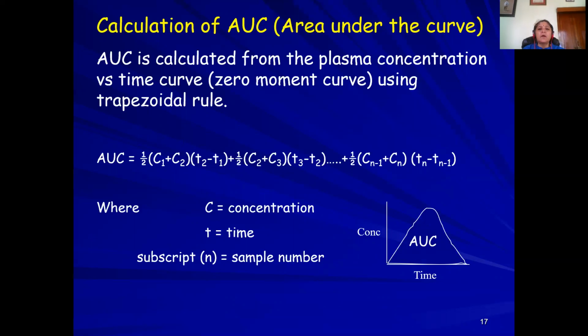AUC is calculated from the plasma concentration versus time curve, which is known as the zero moment curve, using the trapezoidal rule. So AUC is equal to half into C1 plus C2 into T2 minus T1, plus half into C2 plus C3 into T3 minus T2, and so on up to n number of concentrations, where Cn is the nth concentration and Tn is the nth time.